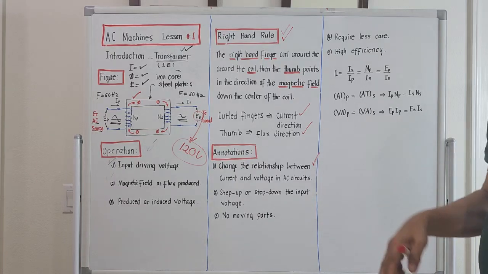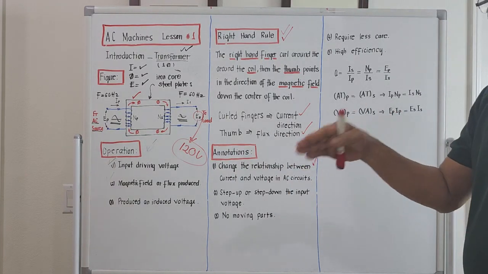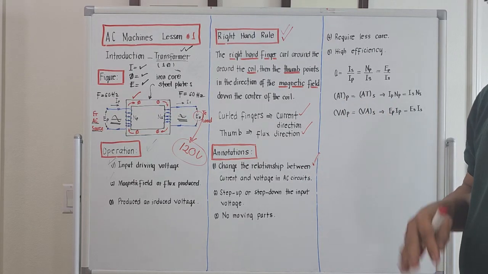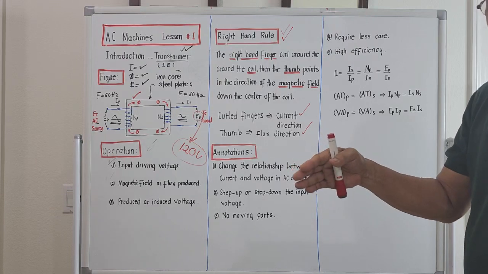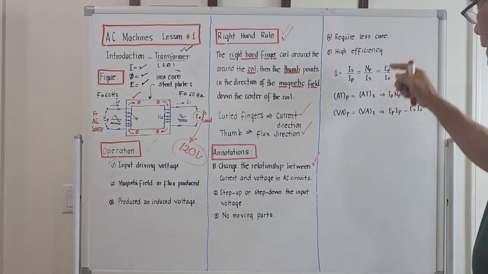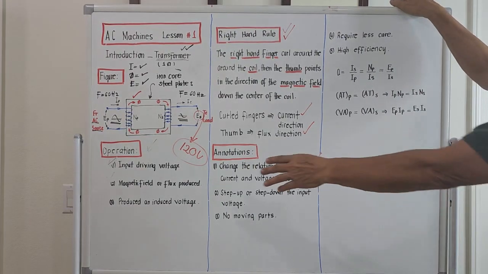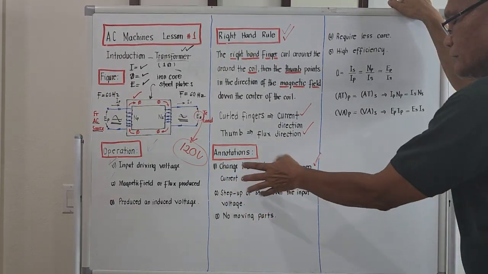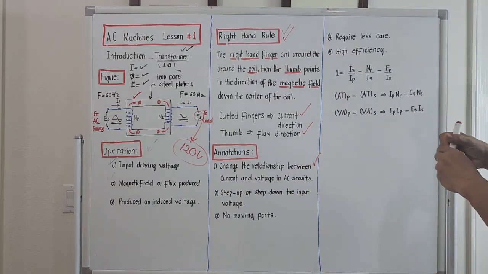And as they rotate, the parts are worn out, right? So it depends on how severe the wear may be. If the wear is severe, of course the efficiency will be less, right? For number 1, it says it will change the relationship between current and voltage.